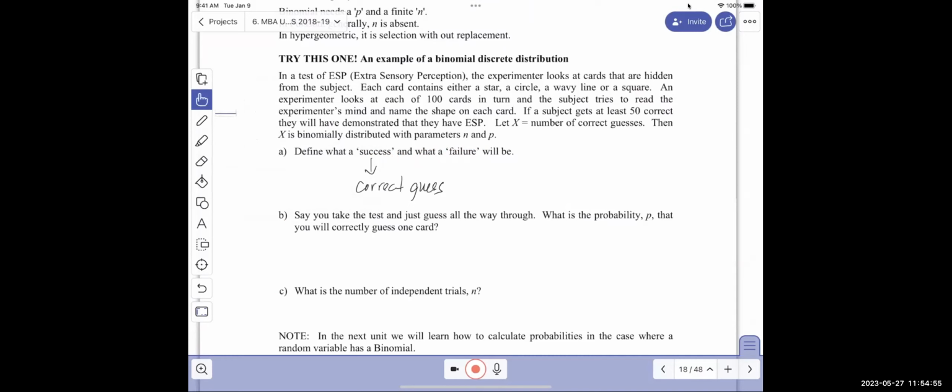And a failure would be an incorrect guess. Those are the only 2 possibilities, and nothing else will define the outcome. B, say you take the test and just guess all the way through. What's the probability that you will correctly guess 1 card? Well, as defined, I said that the 4 possibilities are equally likely.